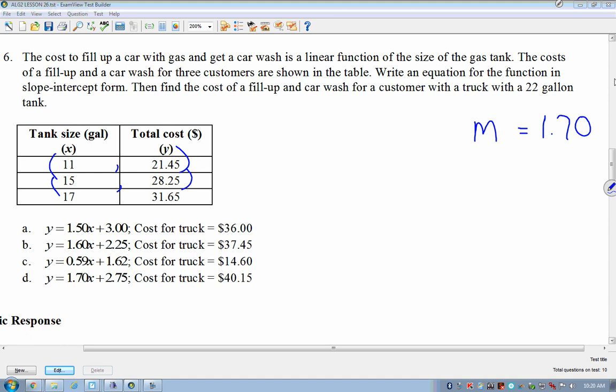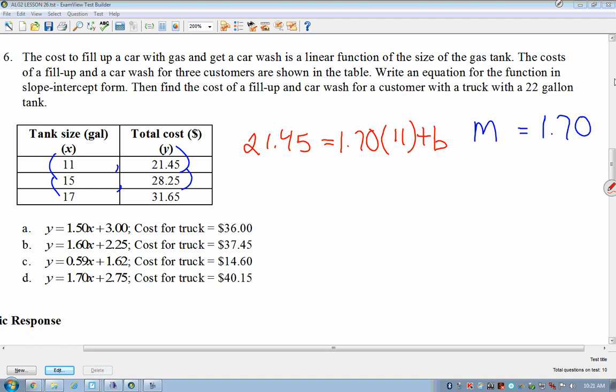Our slope is our rise over run. The y-intercept. Okay, we want to find our y-intercept. How would you go about doing that? Okay, so tell me what to write then. Okay, so 21.45. Plus b. So you're solving it the slope-intercept form way.